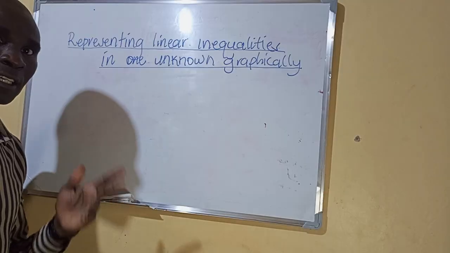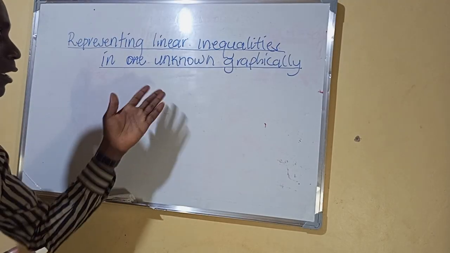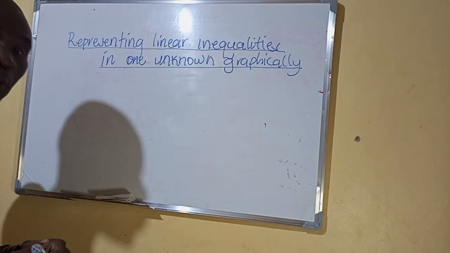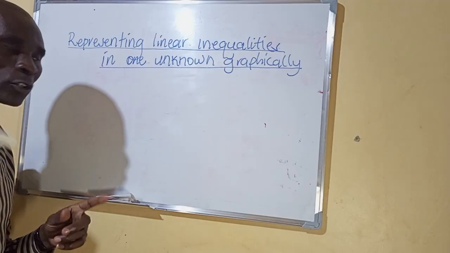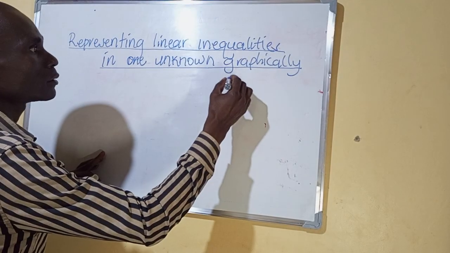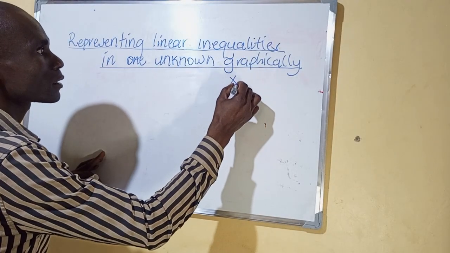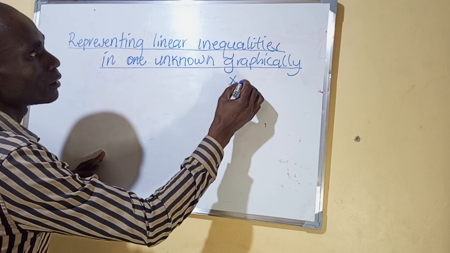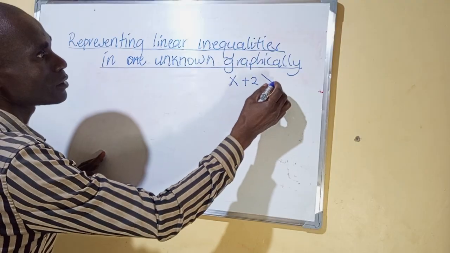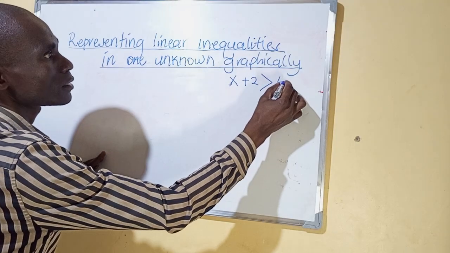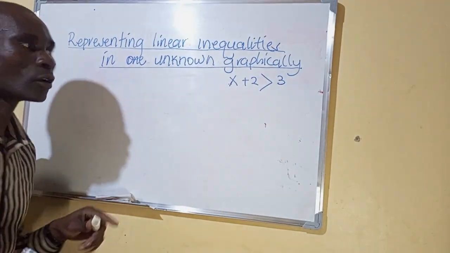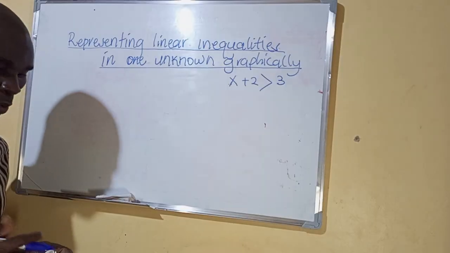Now, let's just get an example of a linear inequality where you're supposed to graph, but it's supposed to have only one unknown. So let's have, say, x plus 2 is greater than 3. Now, let's say we have this and you've been told to graph it.